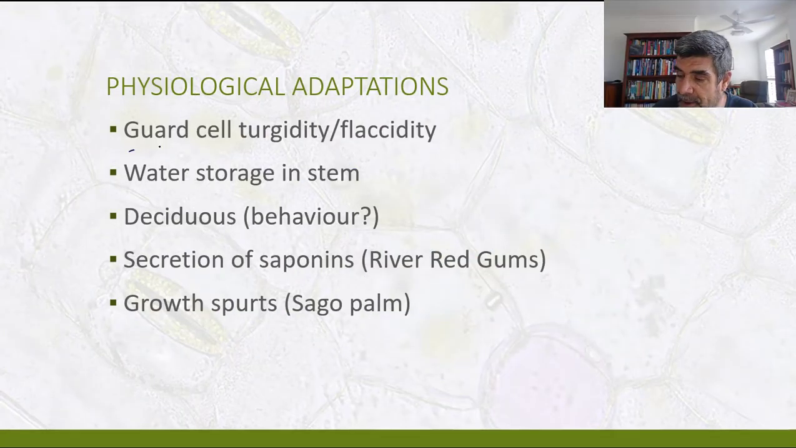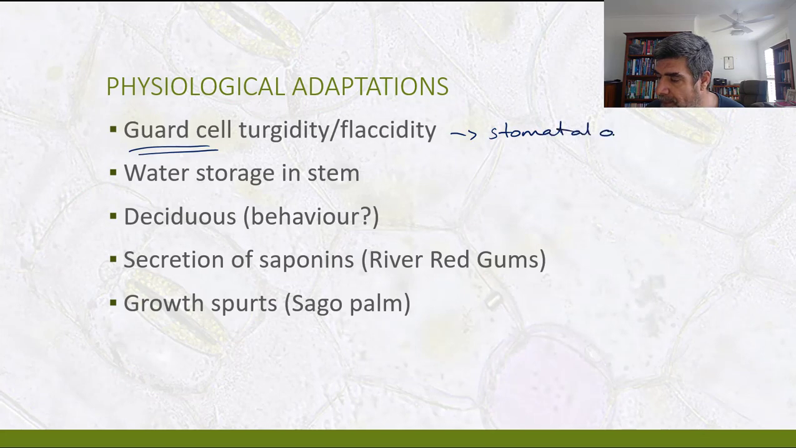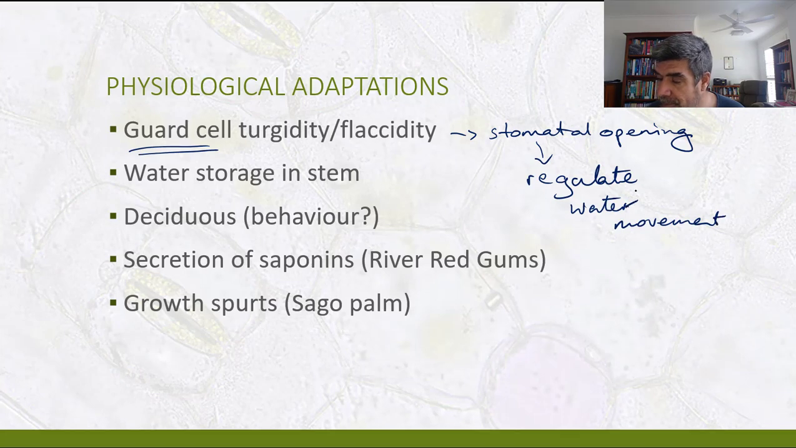We know that guard cells are a particular structure, but they can become turgid or flaccid based on the amount of water that they have in them, which is going to affect the stomatal opening, and that's going to regulate water movement. I've talked about water storage in the stem. There are actual structures, but then the water has to actually be stored in those structures.